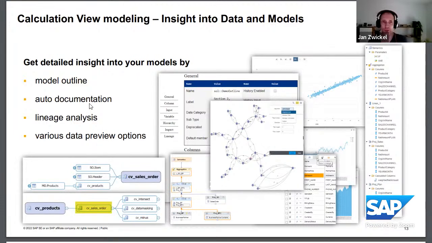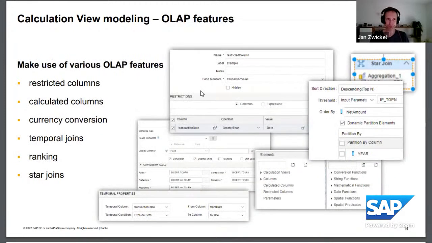Then we also have an option called auto documentation, where you can get some information about your models automatically created, so that you have something to share if you want to document what is going on there.